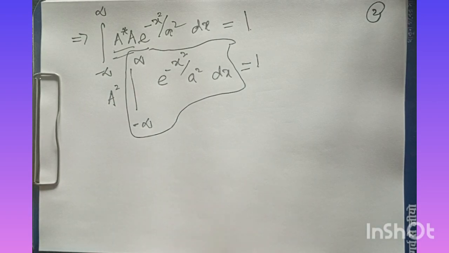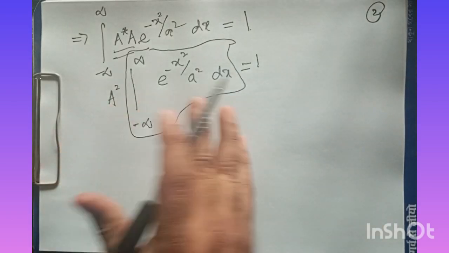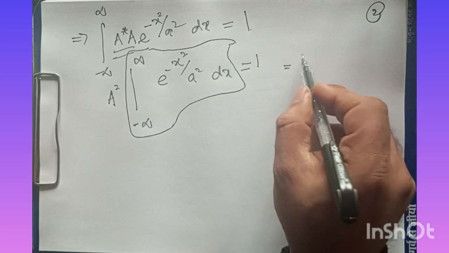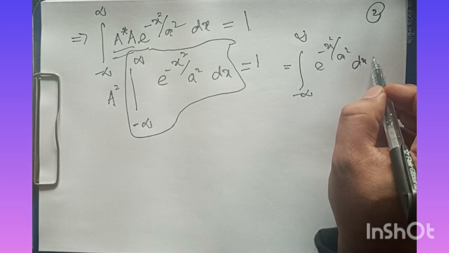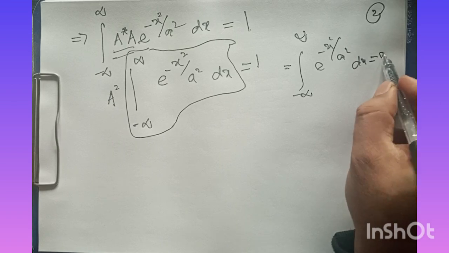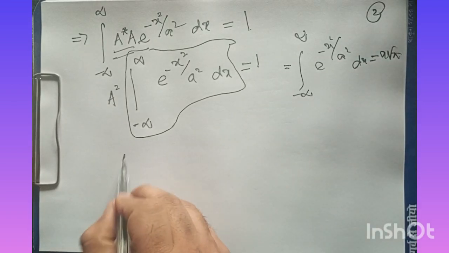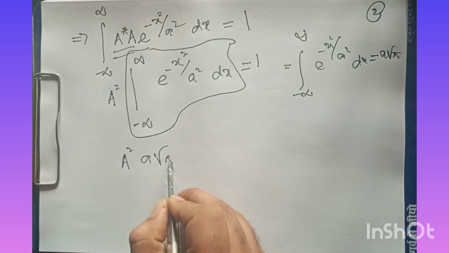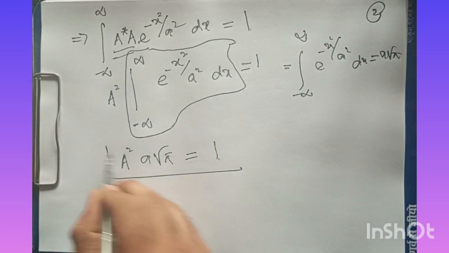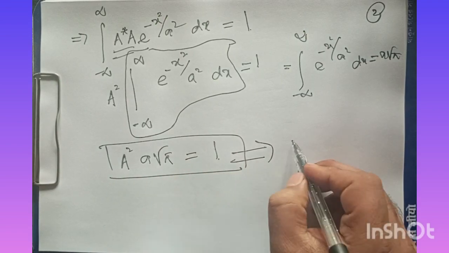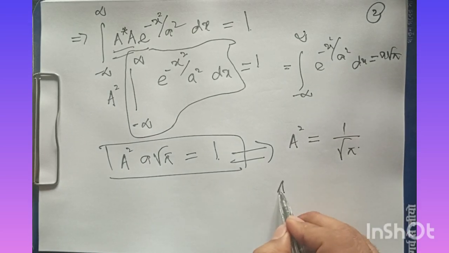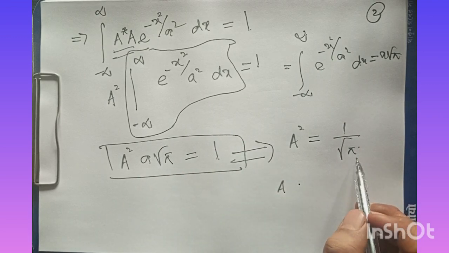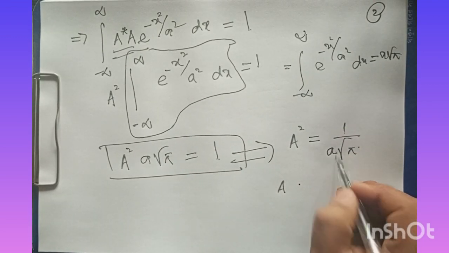As far as the physics point of view is concerned, we can directly use the value of this standard integral, the integral from minus infinity to infinity of e to the power of minus x square a square dx, and its value is a square root of pi. So a square root of pi is equal to 1. From this equation, we get the value of a square, which will be 1 by square root of pi. So a is 1 by a square root of pi. That should be the case.